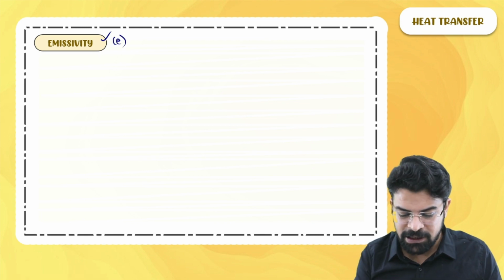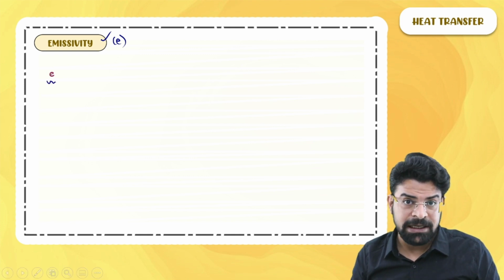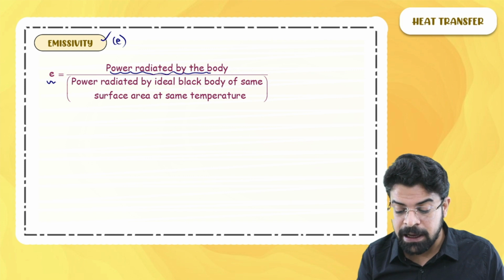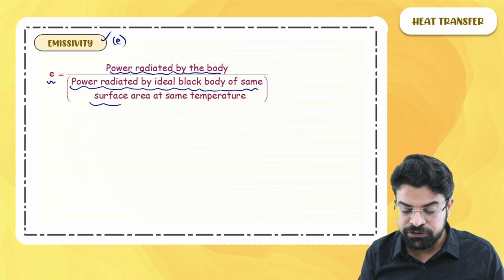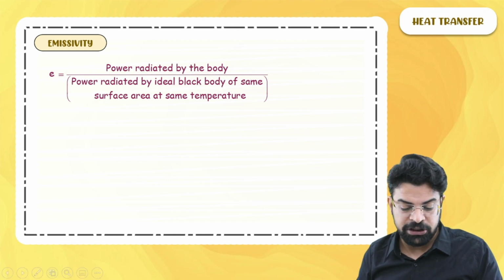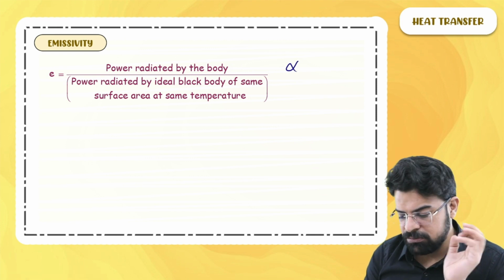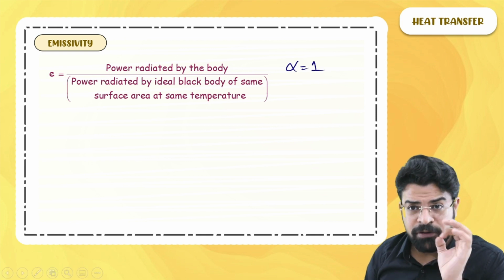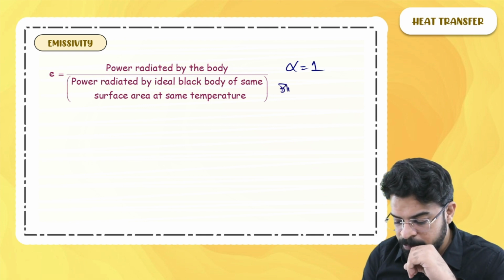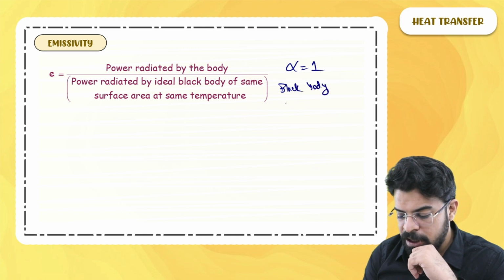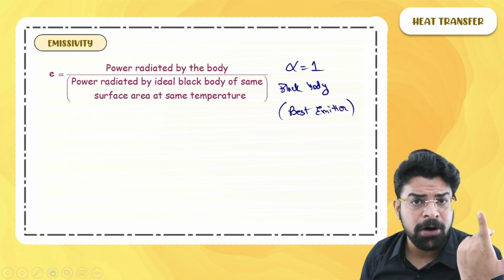Emissivity, denoted by symbol E, has a definition, and the definition goes like: emissivity of an object is given by the power radiated by the object, by the body, upon the power radiated by an ideal black body of same surface area at same temperature. Now tell me, a black body has got high absorptivity, yes or no? Sir, it has the maximum absorptivity 1. And we have just learned that good absorbers are good emitters. So can I say that a black body is the best emitter? Why? Because it's the best absorber.